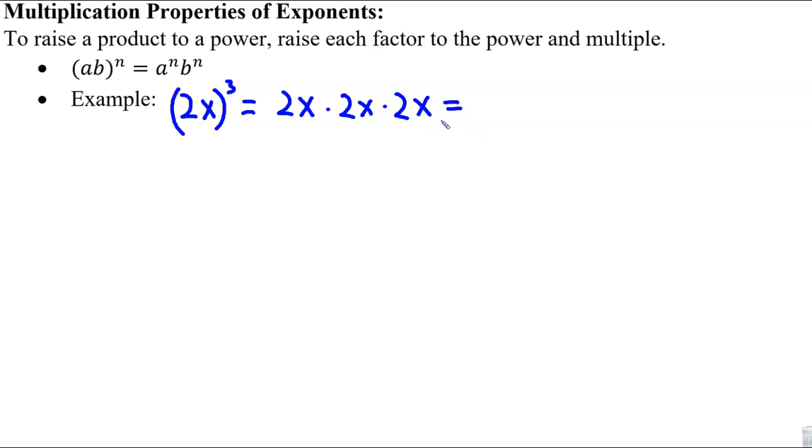And if I just rearrange things, if I put all the 2's together, 2 times 2 times 2, and all the x's together, times x times x times x, well, how can I rewrite that? I have 3 2's, so we could say 2 to the third times 3 x's, which would be x to the third. Okay, I could obviously simplify that further. But that's how we can see that exponent going to both parts here. Both the 2 and the x get raised to that third power.